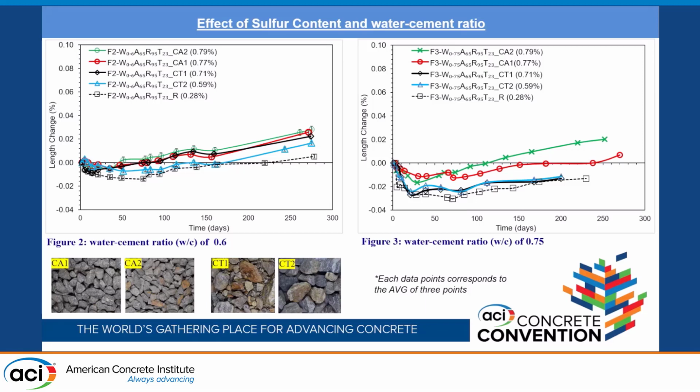Another parameter is water cement ratio. As you can see in figure 3, the length change of mortar bars for an increased water cement ratio of 0.75, while the other ingredients were the same as I discussed in figure 2. With the increase of water cement ratio, the expansion did not increase; rather, it showed higher shrinkage than the mortar bars cast with 0.6 water cement ratio.